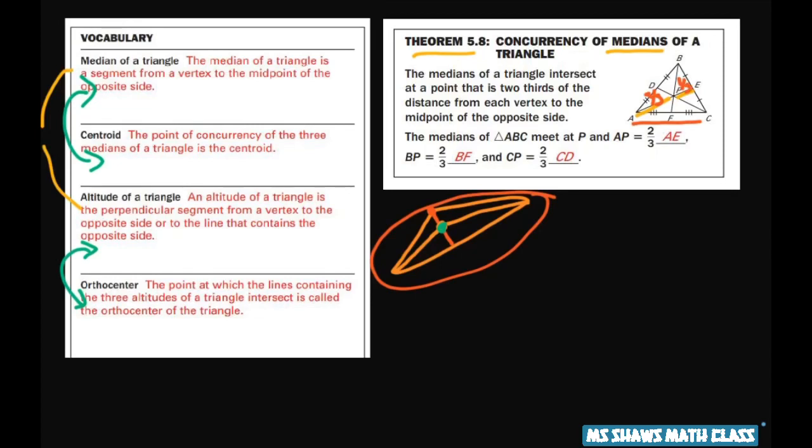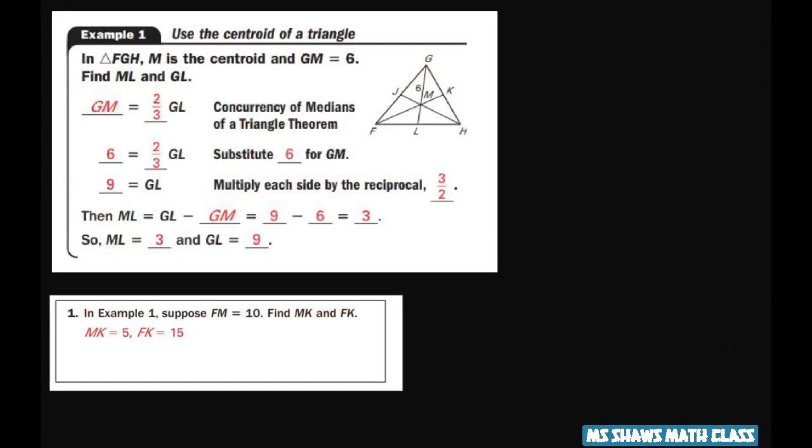And then you can do BP is 2/3, and then this part right here would be 1/3. And the same thing for this one. This is 2/3 of the whole length. So this part would be 1/3. Okay. So we have a centroid. That means we're talking about medians, nothing to do with perpendicular.